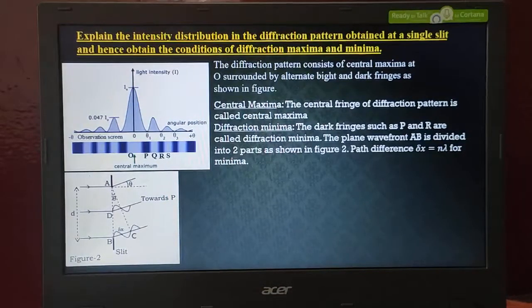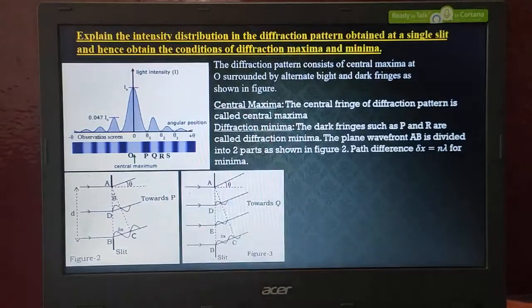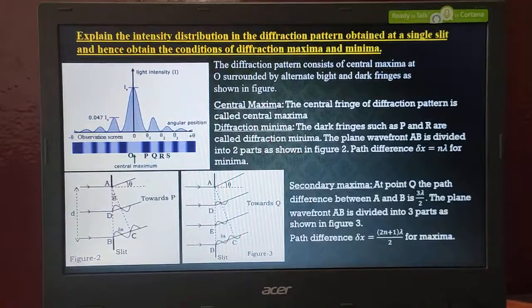Actually sodium lamps, sodium lights are monochromatic in nature, or laser lights. Laser light is also monochromatic in nature. And here we have the concept of secondary maxima or central maxima. We used to call that also as central maxima. Here we have the condition for central maxima. At point Q, the path difference between A and B is 3 lambda by 2.